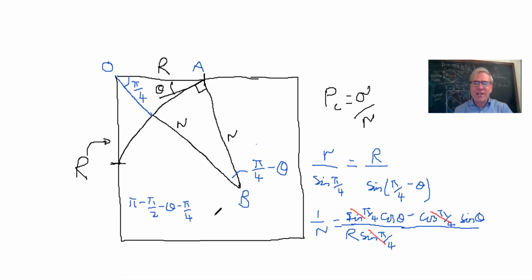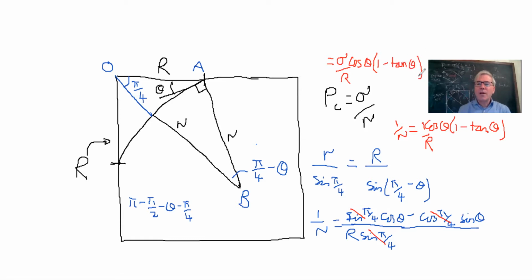So we can actually write 1 over r, let's write it out here where you've got a bit more space. 1 over r is 1 over big R, and then you've got cos theta, because of this term, 1 minus tan theta. So PC can be written as sigma over r cos theta (1 minus tan theta). So what are the terms of interest there? Let's highlight it maybe in yellow.